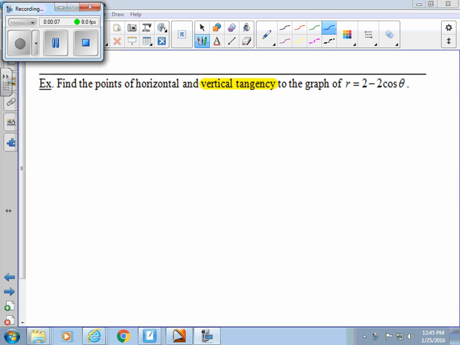Theta, and we did find horizontal on Friday, so we're going to just find vertical. That sound right to everyone? So what am I going to do to find the points of vertical tangents? Yeah, I need to find dx/dθ because that's in the denominator of dy/dx. The denominator being 0 would cause points of vertical tangents. So I need to find first x, which is r cosine theta.